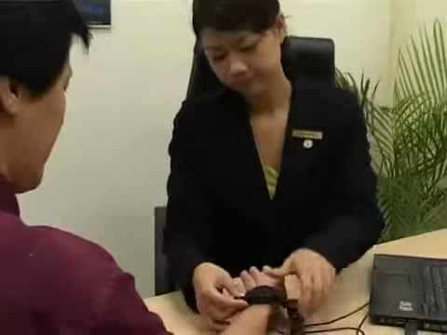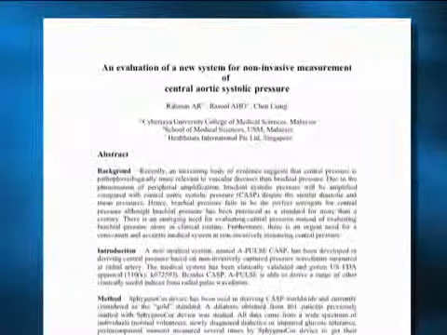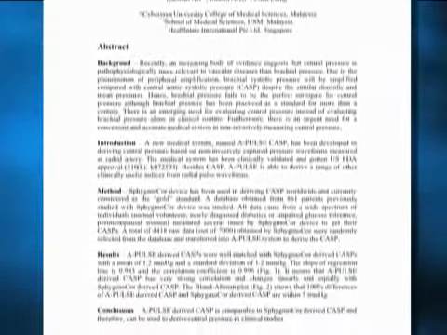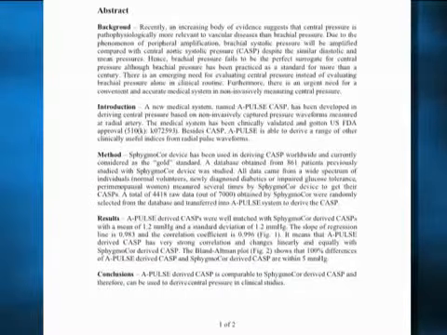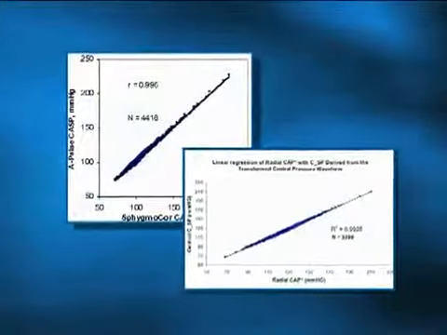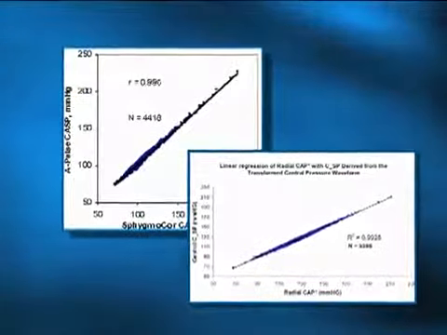This has been validated over more than 10,000 patient waveforms. We have done comparison between the gold standard and our central pressure, and the accuracy is as close as 0.996. Can you imagine, with 10,000 patient waveforms, we can get that kind of close accuracy?